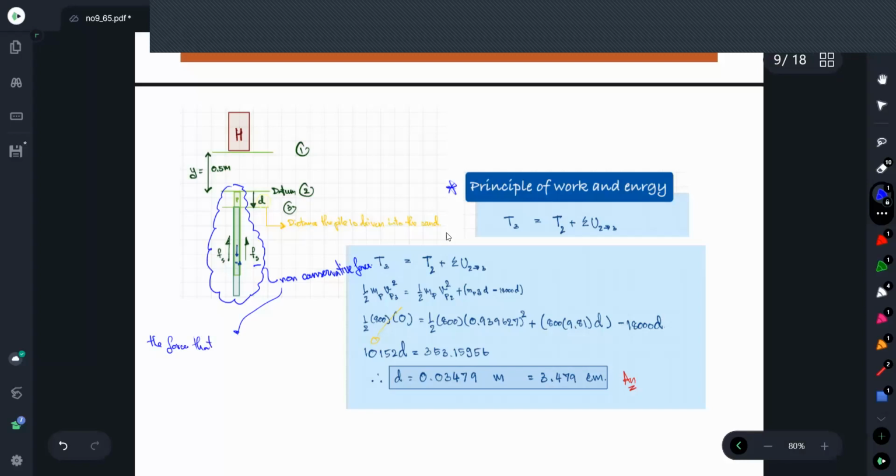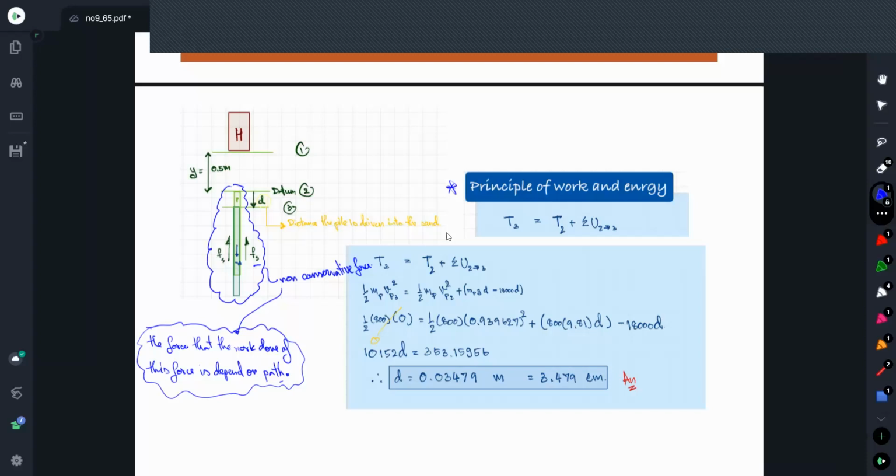that the work done of this force depends on path. This is just how the non-conservative force is defined. If the work done from this force depends on path, we call it a non-conservative force.